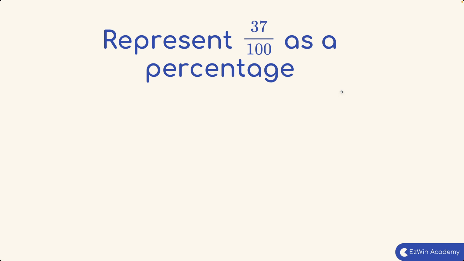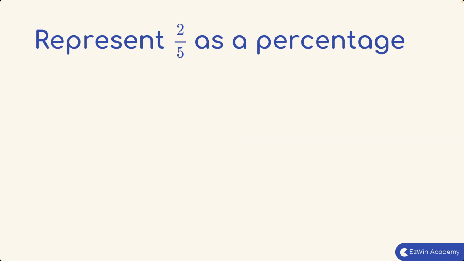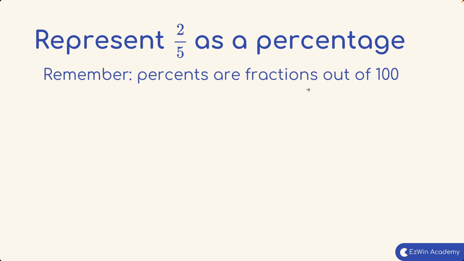Next is another simple example. Can you represent 37 out of 100 as a percentage? If you guess, pretty simple, 37%, then you are right. Now it gets a little bit tricky. Represent 2 out of 5 as a percentage. I'm going to give you a hint. Remember, percents are fractions out of 100. You can pause this video, try to do your workings, and once you're done, you can unpause this video to find out if you get the correct answer.